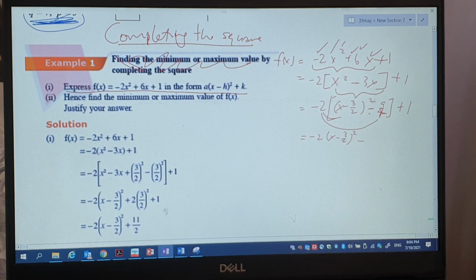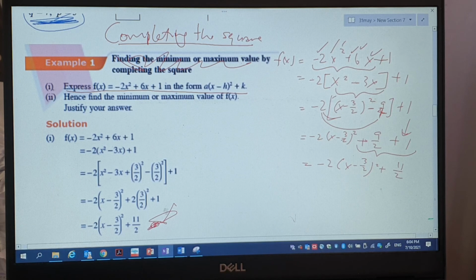So minus 2, minus and minus is plus. If you don't know, press calculator, okay? You just press minus 2 times minus 9 over 4. You will get 9 over 2. The plus 1 is still here. Are we okay? Then after that, this number, you must combine them together. That will give you 11 over 2. Then now, that's how you get this part here. This part here, okay? Now, part A done already.